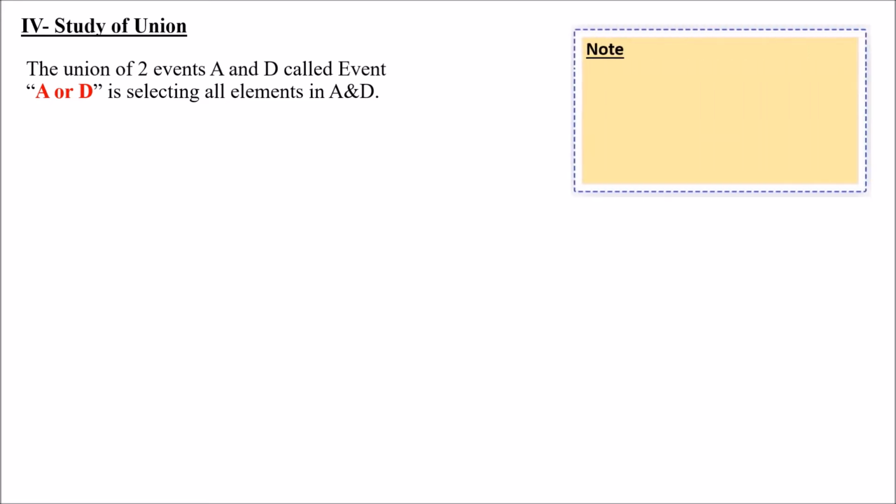Number 4, study of union. The union of two events, A and D, which we call event A or D, is selecting all elements in A and D. So here, another note regarding the terminologies of probability. Whenever we have A or D, this or means union. The notation of the union is this, and A union D, we write it in this way.